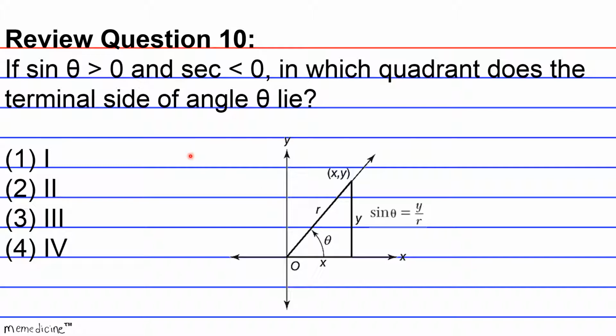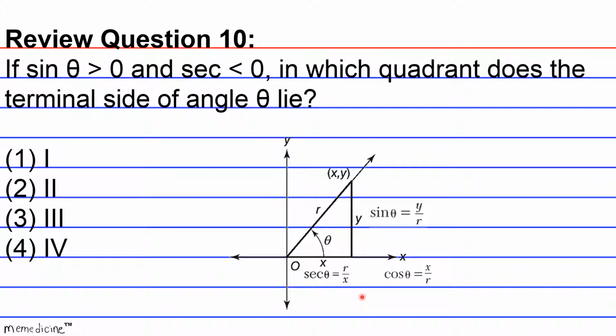And the second thing that I want you to remember is regarding secant. The secant is basically the reciprocal of cosine, where cosine is the x-coordinate divided by r. Secant would be the reciprocal of that, which is r over x. The hypotenuse, or the ray that intersects the origin, divided by the x-coordinate.